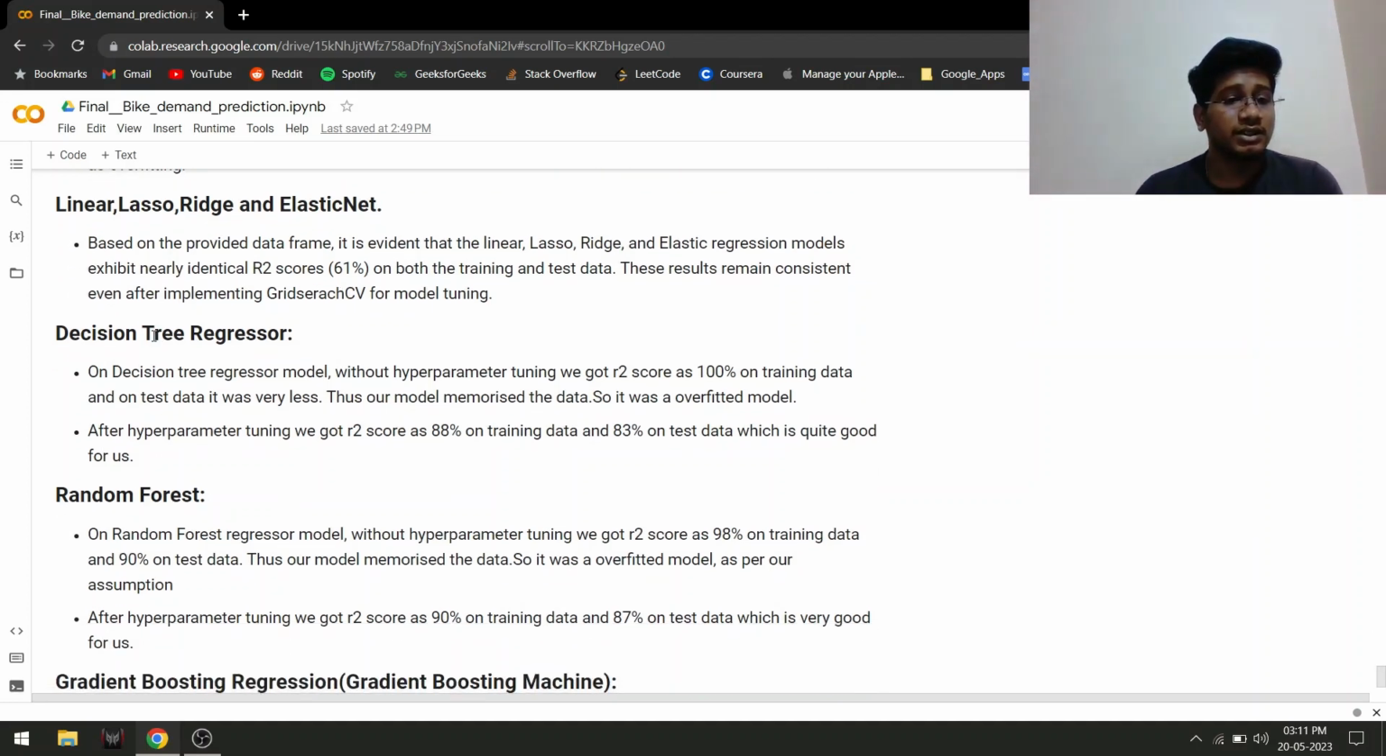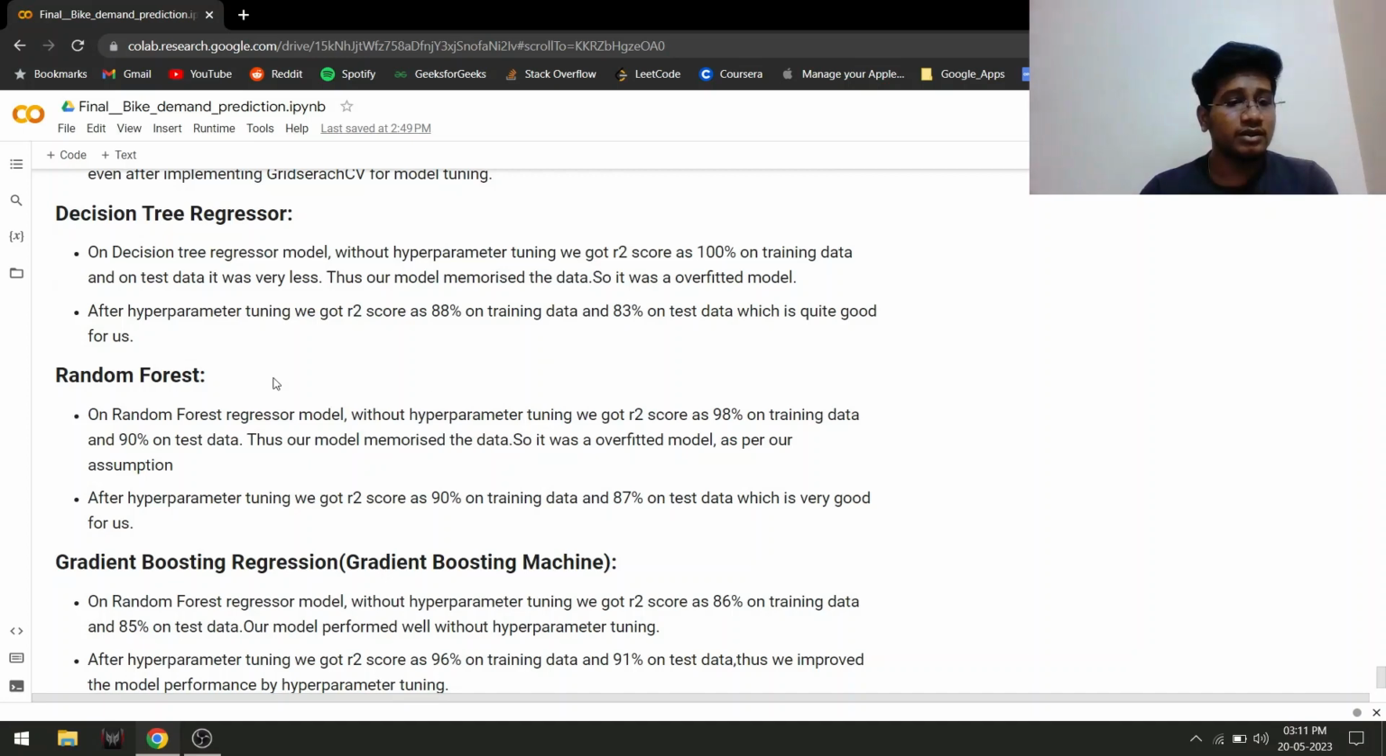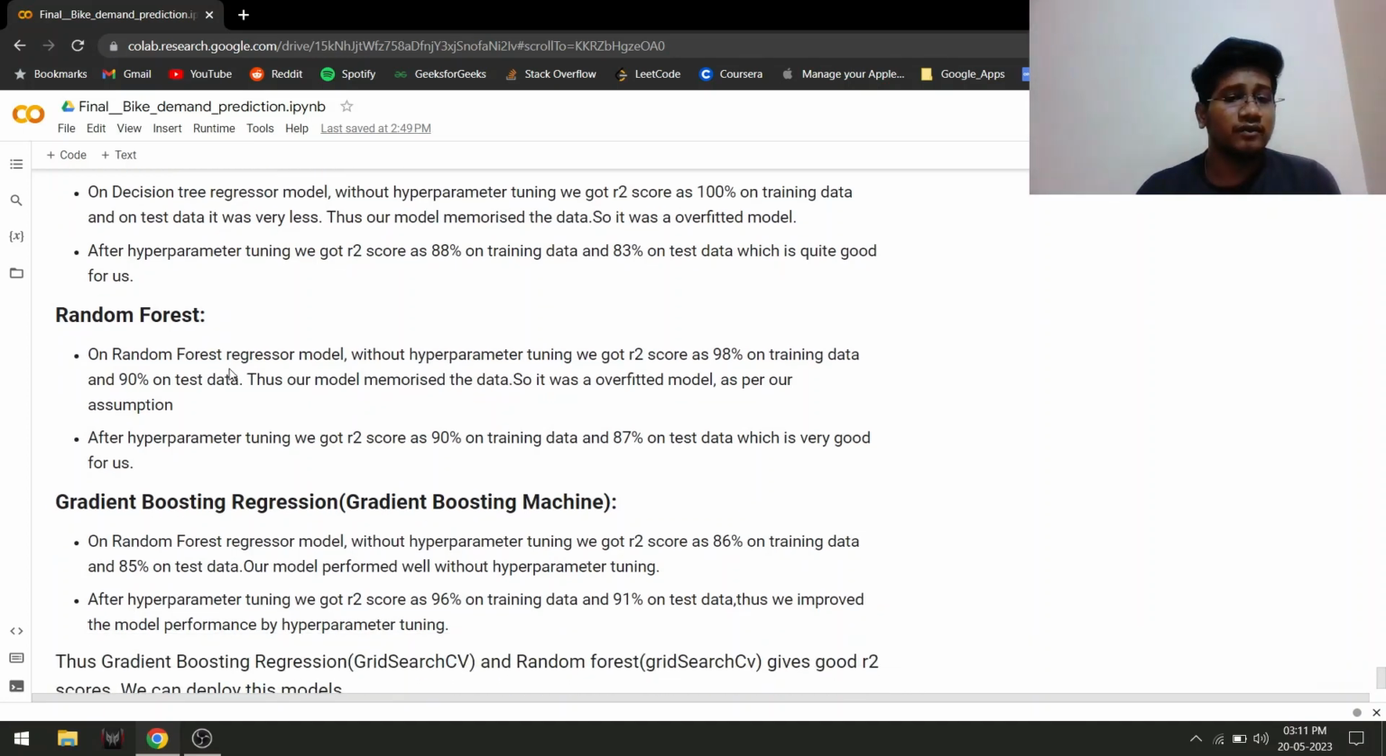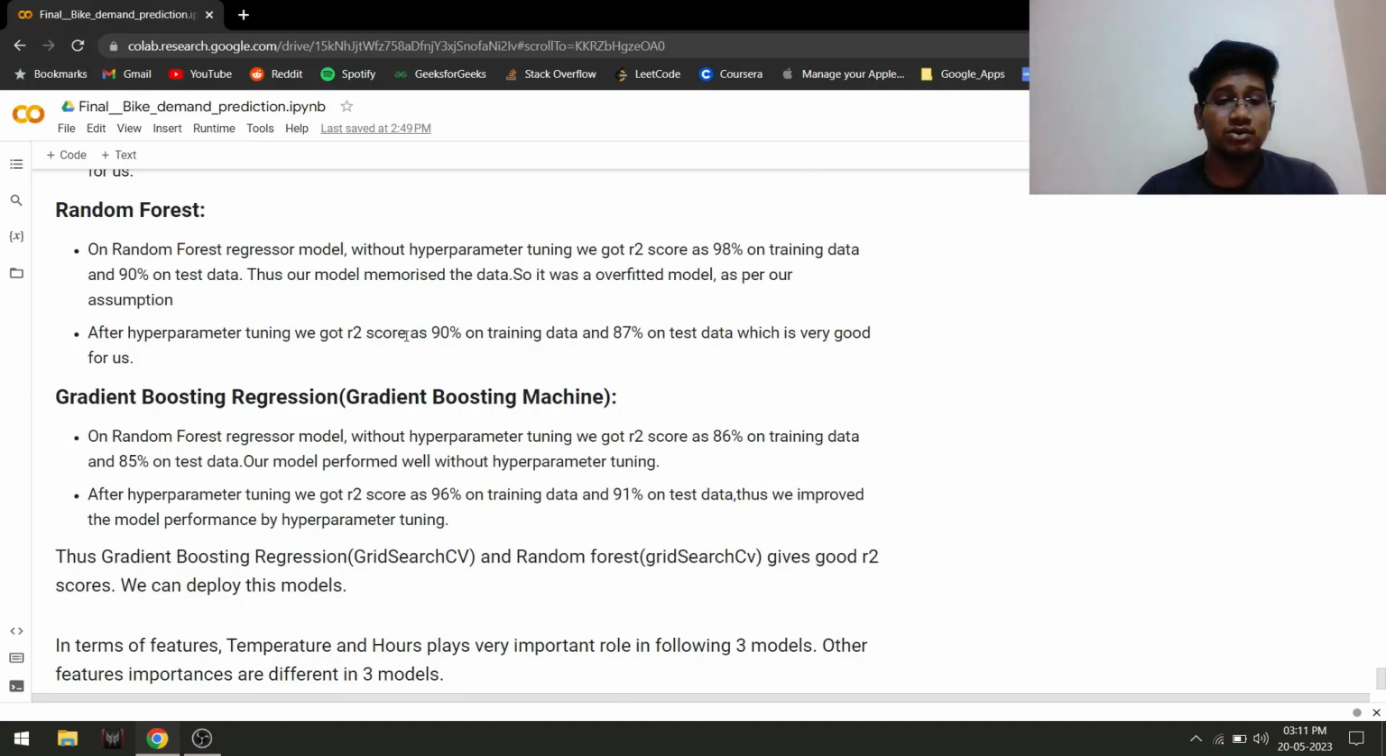Decision tree regressor. On decision tree regressor model without hyperparameter tuning, we got R2 score as 100% on training data, and on test data it was very less. Thus our model memorized the data, so it was an overfitted model. After hyperparameter tuning, we got R2 score as 88 on training data and 83 on test data, which is quite good. Random forest. On random forest regressor model without hyperparameter tuning, we got R2 score as 98 on training data and 90 on test data. Thus our model memorized the data as it was an overfitted model as per our assumption. After hyperparameter tuning, we got R2 score as 90% on training data and 87 on test data.